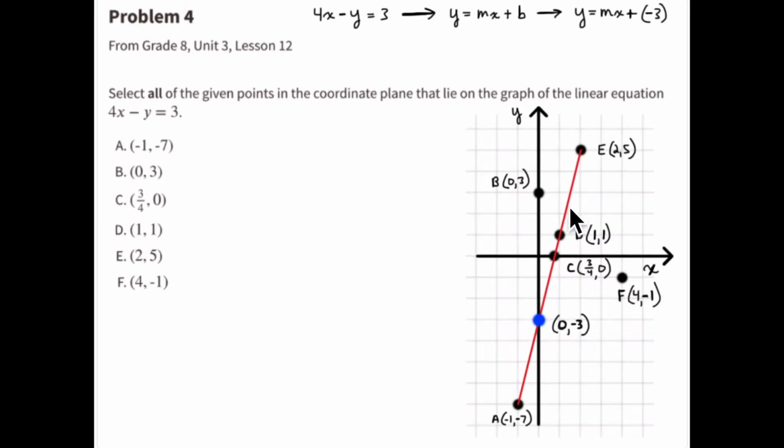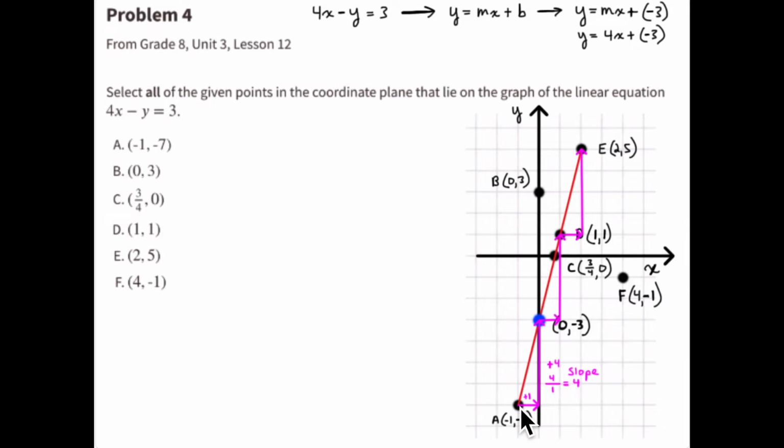And if you look at this line down here, the y-intercept, the b, is -3. So y equals mx plus -3. And the slope of this line is 4. So for every unit I move along the x-axis, I move up 4 units along the y-axis. So 1 over 4 units up. So that is a slope of 4. So this equation is y equals 4x plus -3.